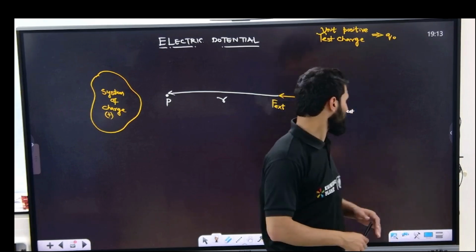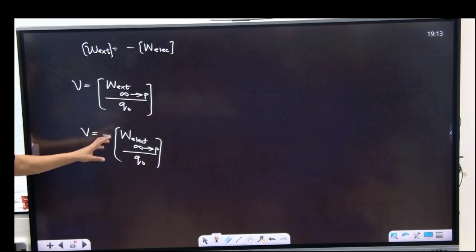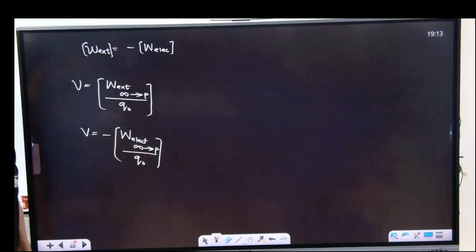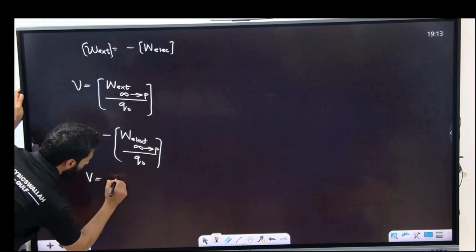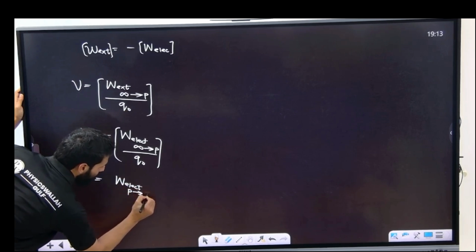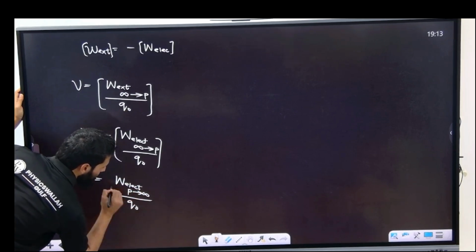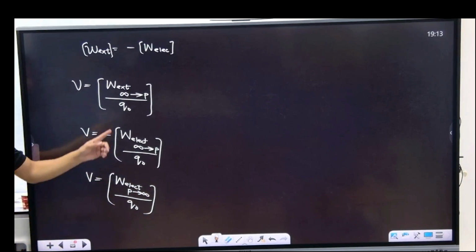Clear? Done? Now, changing the limits. I don't like this negative sign. I want to remove this negative sign, so I will just change the limit P to infinity. All these things I am doing just to get a mathematical idea about this. Can I say P to infinity, just to remove the negative sign? All these three definitions are valid? Yes, they are valid. Is it clear?